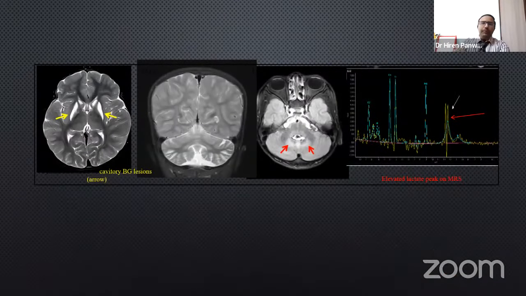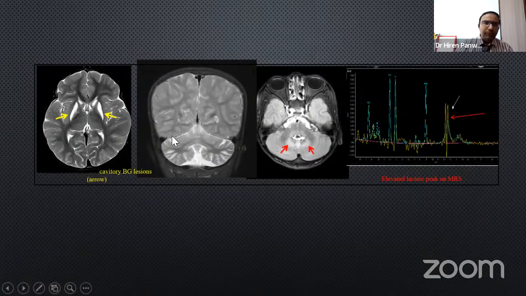Moving on, there are some lesions which will be almost near CSF signal intensity, as we can see here. They are almost cavitary or vacuolating lesions, which are symmetrical. So when you see this kind of symmetrical cavitary or vacuolating lesions, with almost CSF signal intensity, involving the caudate and putamen with relative sparing of the globus pallidus, and in this patient, there is evidence of cerebellar atrophy as evident by interfoliar space widening as well.